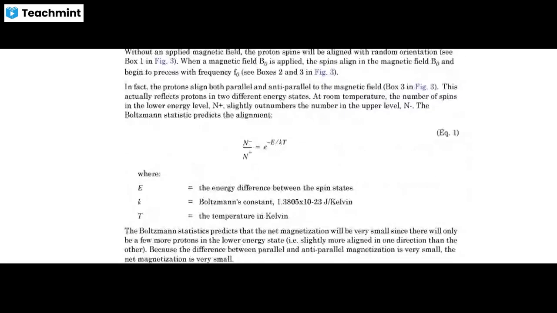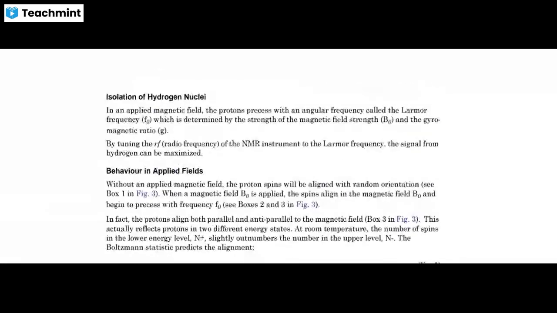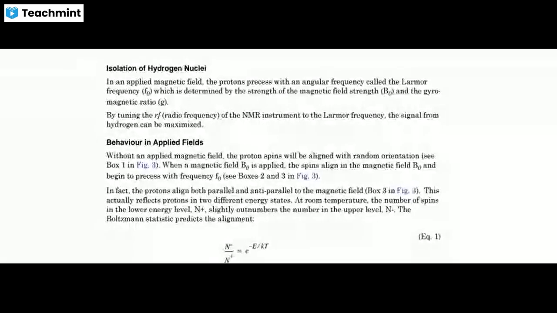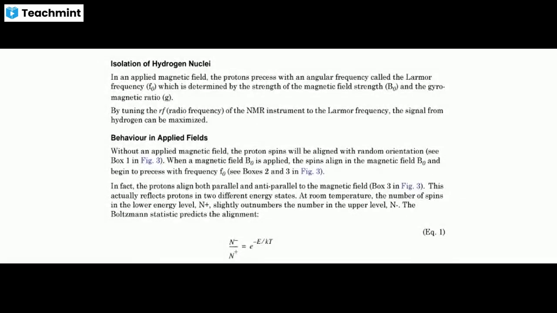Then this is your next slide, that is isolation of hydrogen nuclei. In the applied magnetic field, the proton precesses with an angular frequency called the Larmor frequency F0, determined by the strength of the magnetic field B0 and the gyromagnetic ratio G. By tuning the RF radio frequency of the NMR instrument to the Larmor frequency, the signal from hydrogen can be maximized. That is isolation of hydrogen nuclei.